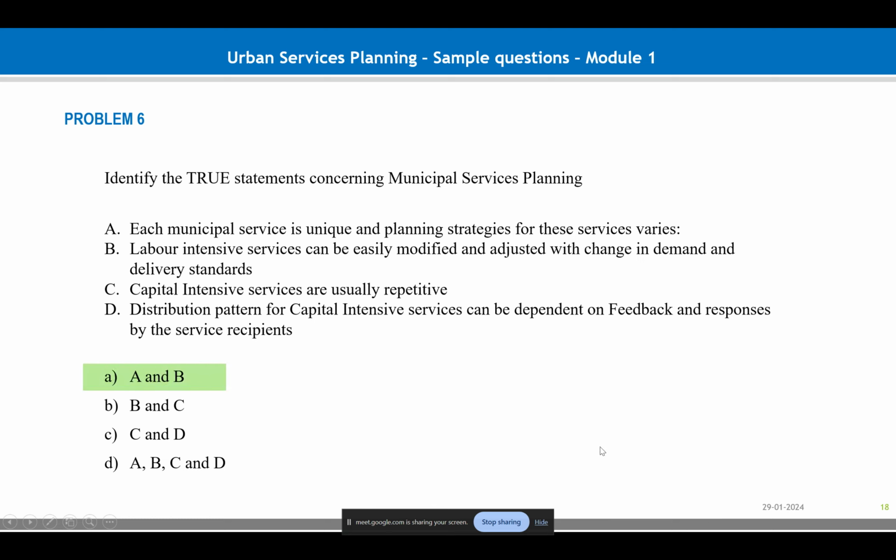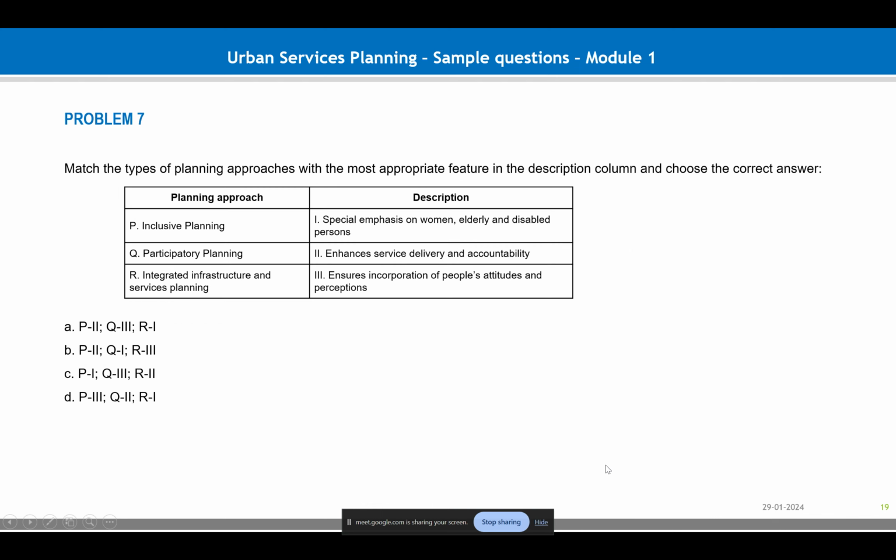Any doubts on this question? Shall we move to the next question? Yeah. So we'll be moving on to the next question.